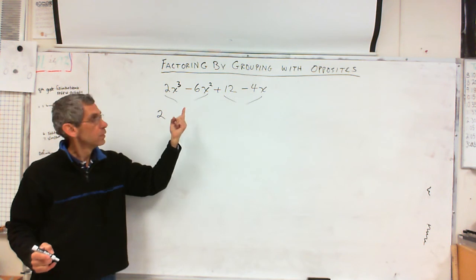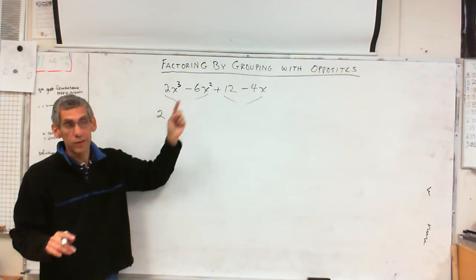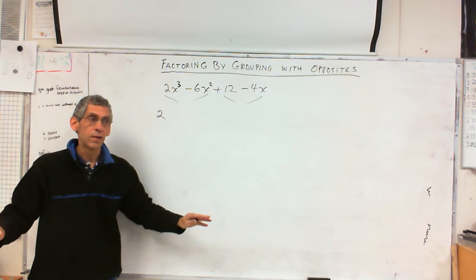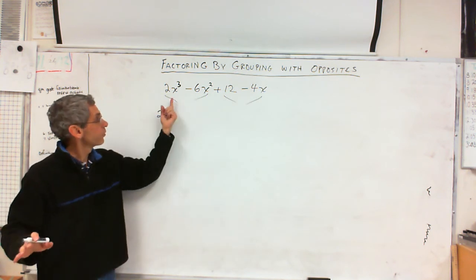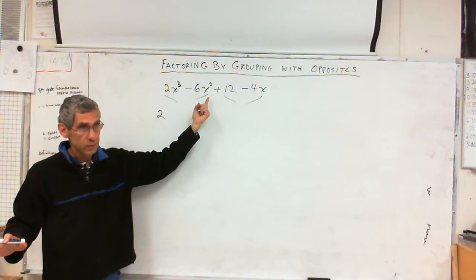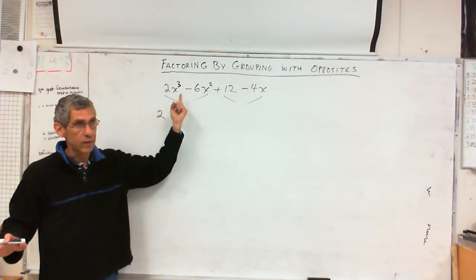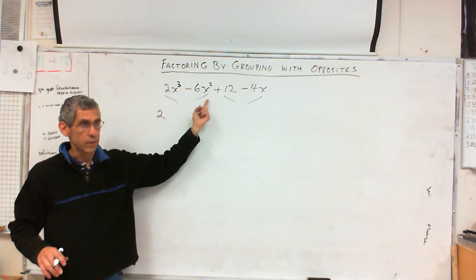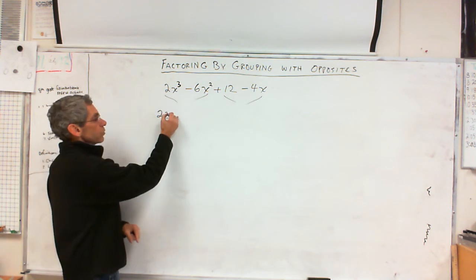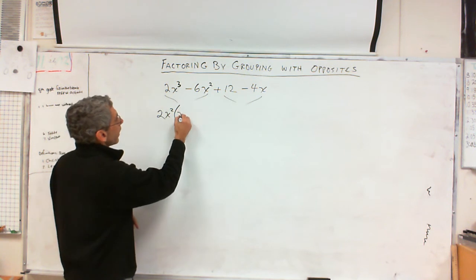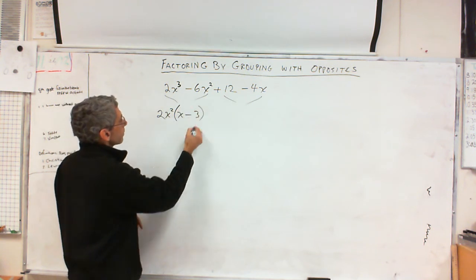All right, now how do I figure out what my greatest common factor is with the variables? I have an x cubed and I have an x squared. Those are the only 2 options. I always choose the one that goes into both of them. I can't get an x cubed out of an x squared. I can get an x squared out of both. It's always the one with the smaller exponent, right? So 2x squared, parenthesis, and then I've got x minus 3, right?